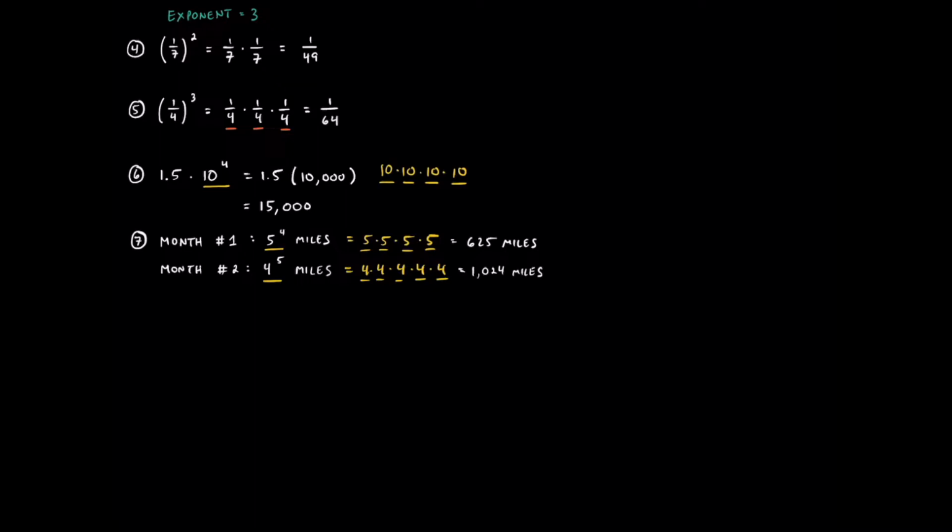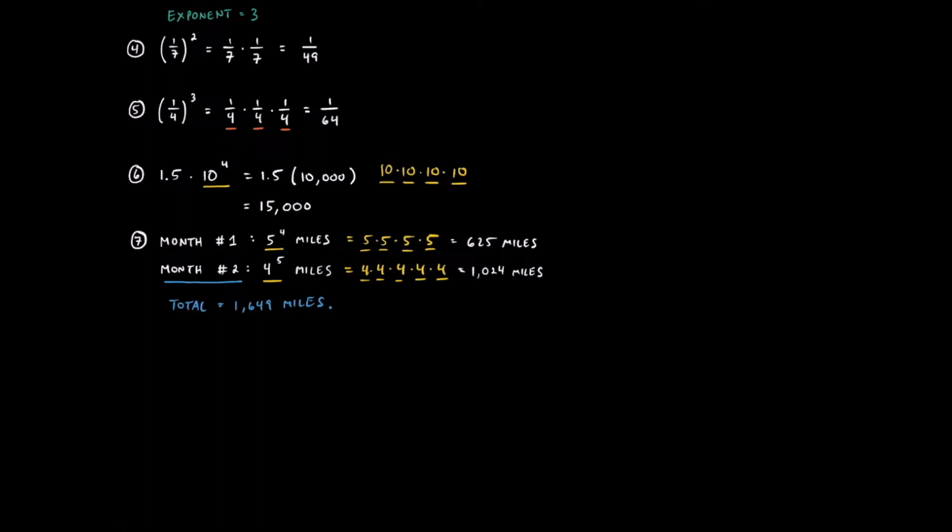Okay, so if we're going to find the total here, if we add up month 1 plus month 2, then this total is going to be 1,649 miles. That should be correct. So make sure you evaluate those powers first individually. So 5 to the 4th power, then 4 to the 5th power, and then add those two amounts together. That's the total amount this person drove their car for these 2 months.